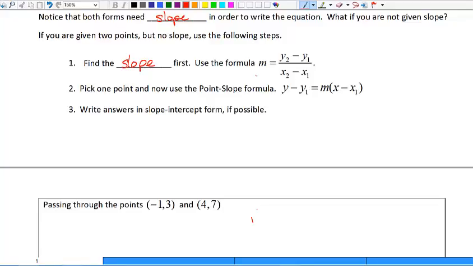And we have a formula for that. M equals y2 minus y1 over x2 minus x1, which we've already used in the past. So we use the slope formula to get a slope. Then pick 1 point. Now clearly you had 2 points, but you only need to pick one of them and use one of the points with your slope in the point-slope formula, and then finish like we just did on the last 2 problems.